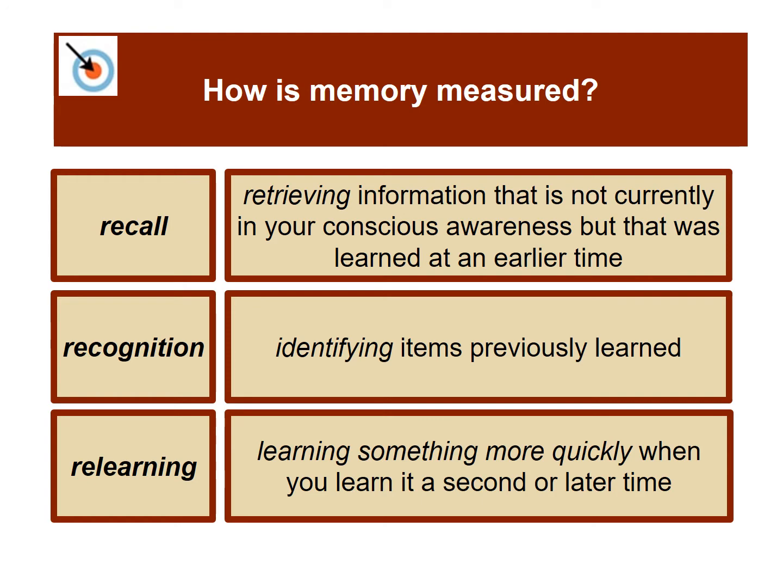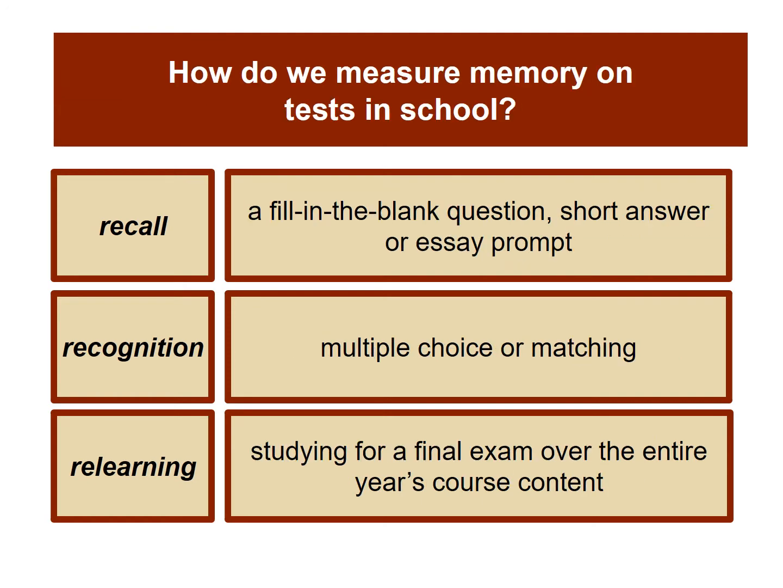Recognition is identifying items previously learned, and relearning is learning something more quickly when you learn it a second or later time. So how do we measure memory on tests in school? This is a good way to give you an example of these 3. Recall, an example of that would be a fill-in-the-blank question, short answer, or essay prompt. Recognition would be something like multiple choice or matching. And a relearning example would be something like studying for a final exam over the entire year's course content.